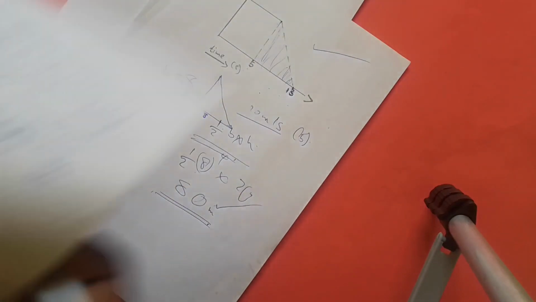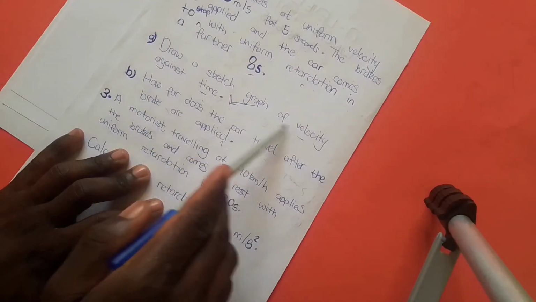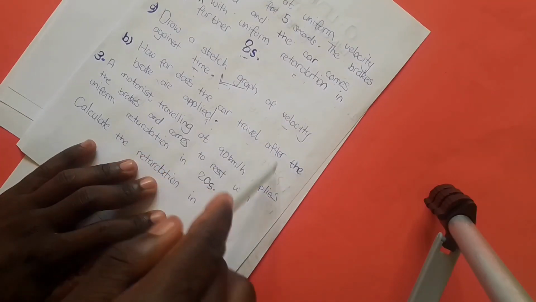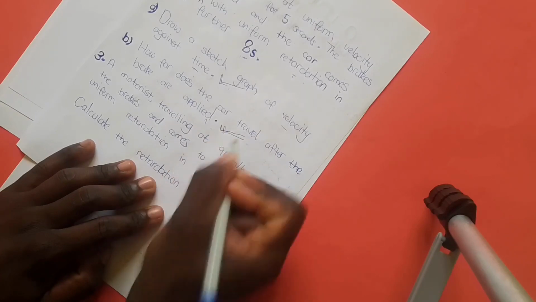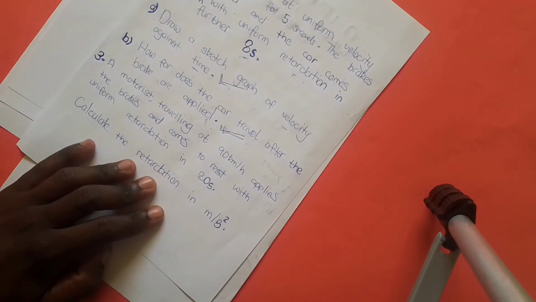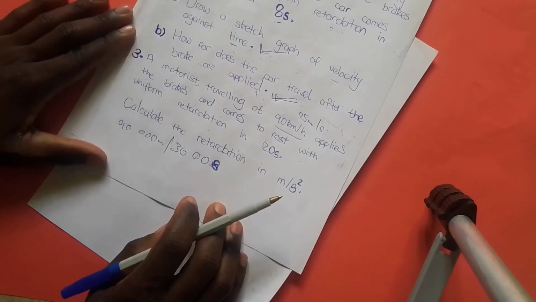Question 2 is done. Question 2, we have sketched the graph of velocity against time. That's done. And how far does the car travel after the brakes were applied? That's also done. So we are now moving on to question 3, the last question. As you can see, question 3 has nothing to do with graphs.